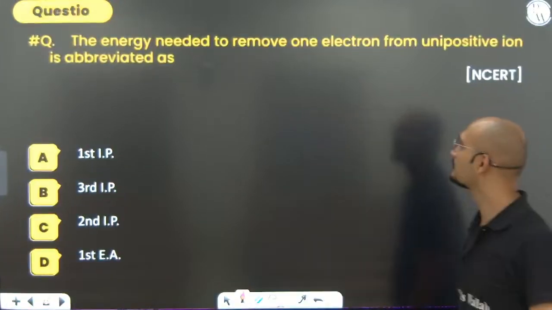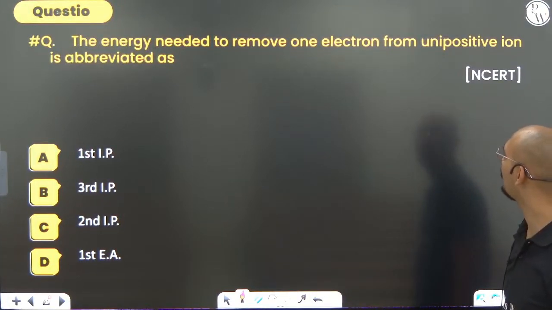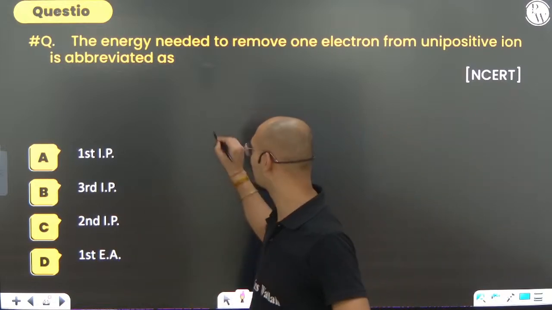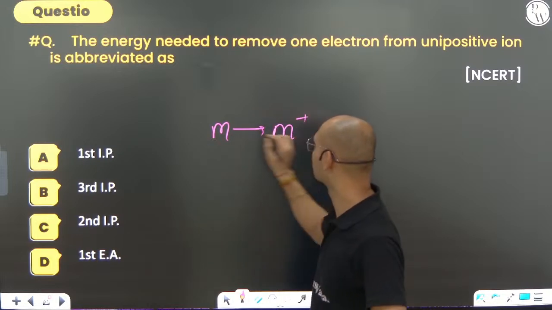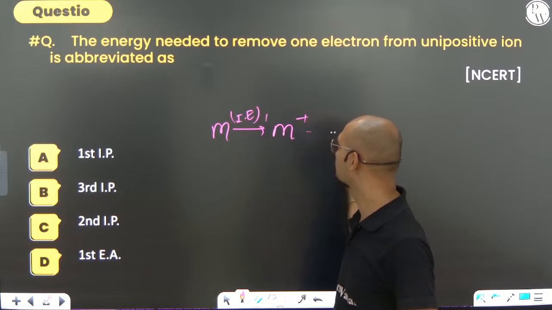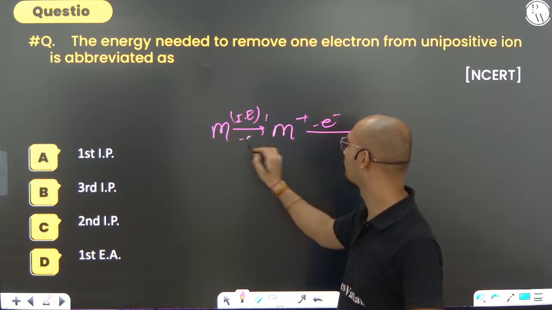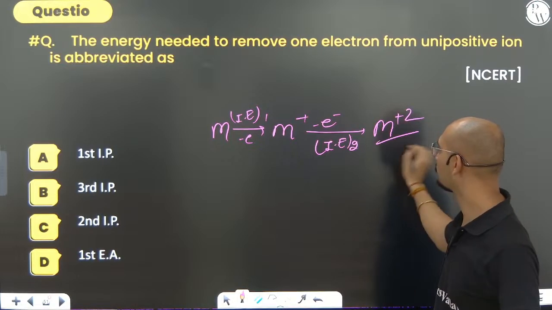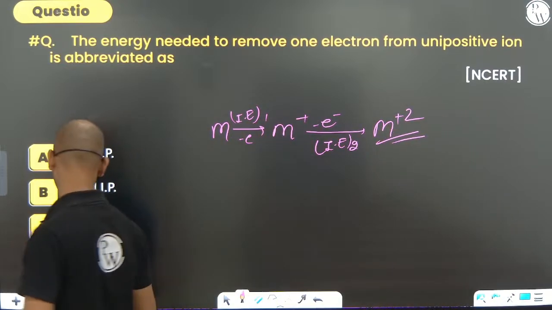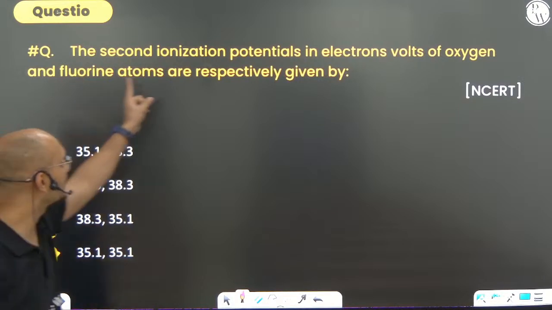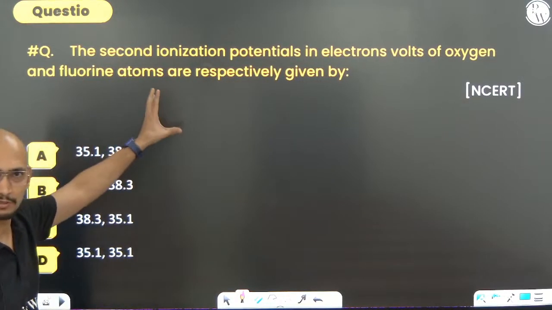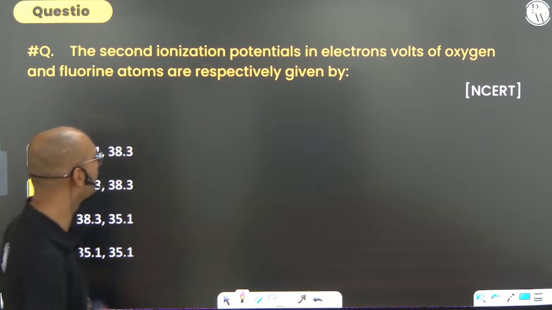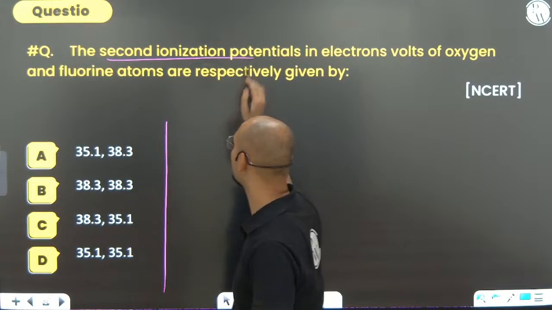Next, the energy needed to remove one electron from a unipositive ion is abbreviated as? If you have M to M plus 1, one ionization energy is already used. From here, if you remove one more electron, it is called IE2, the second ionization energy, and it becomes M plus 2. So there is the second ionization potential. Now we have come to the question on ionization potential: the second ionization potential in electron volts of oxygen and fluorine atoms are respectively.